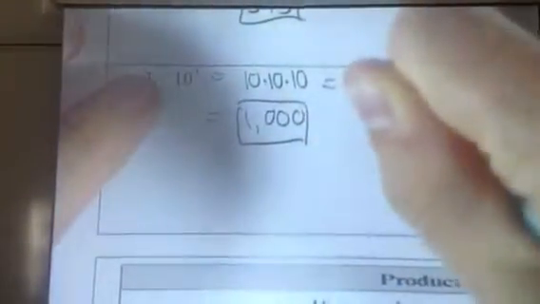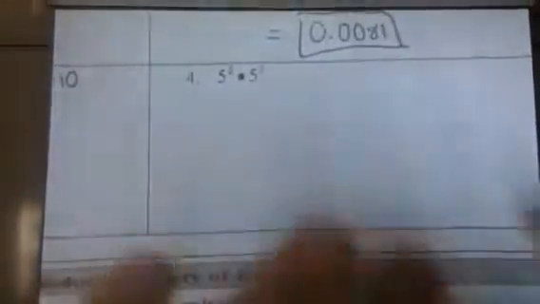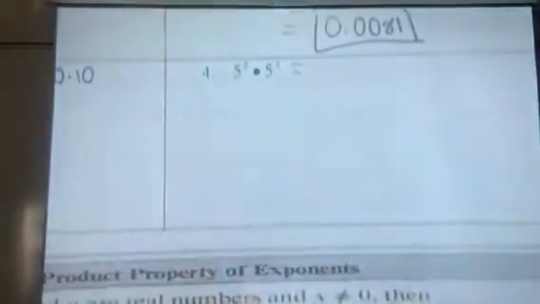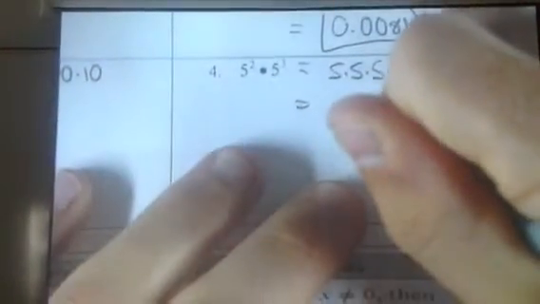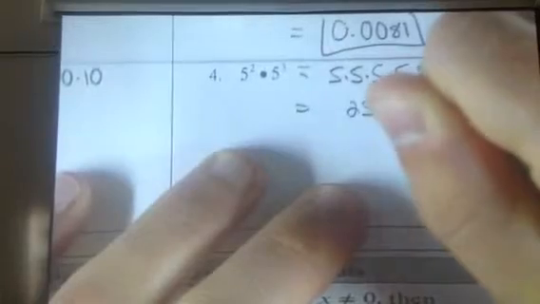Here I've got 10 to the 3rd. So that's just 10 times 10 times 10. Quick, easy way to do that, if you've got 10 to the 3rd, it's just 1 with 3 zeros. Or you can multiply it out. That's 100 times 10. Either way, that gives you 1,000. Now here, what I've got is 5 to the 2nd times 5 to the 3rd. Well, let's expand that out. 5 to the 2nd is 5 times 5, multiplied by 5 to the 3rd is 5 times 5 times 5.